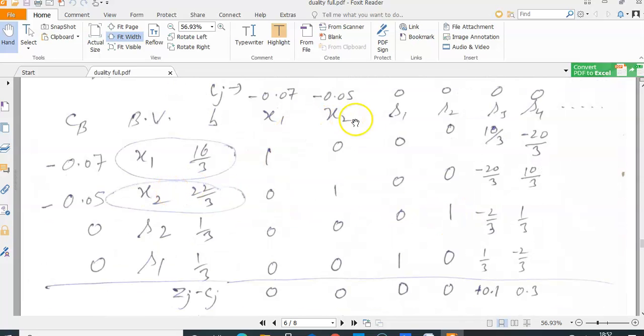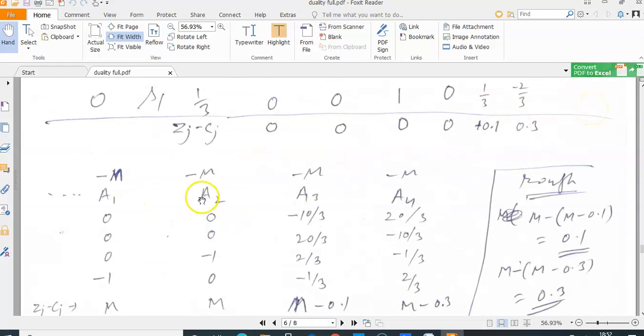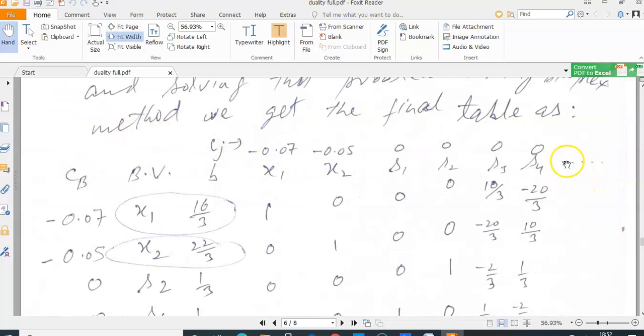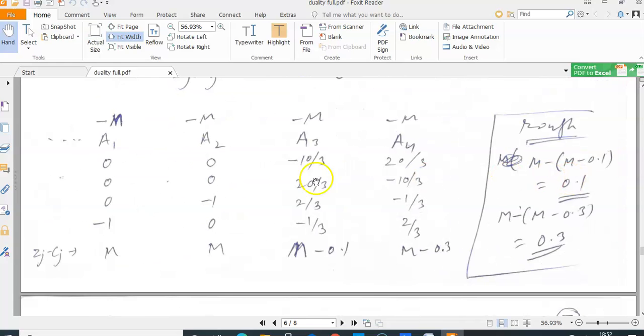Here the artificial variables are also below. This is CB, the values of the coefficients of the basic variables. These are the basic variables, then B, x1, x2, x3, s1, s2, s4, and here a1, a2, a3, a4. The table continues here, and the dots mean the table continues below. So even a2, a3, a4 are here.